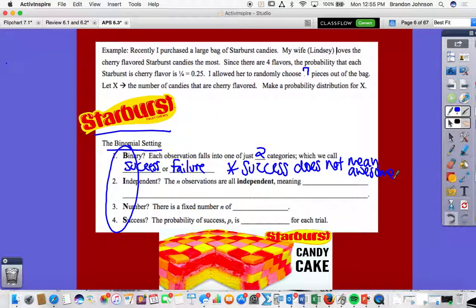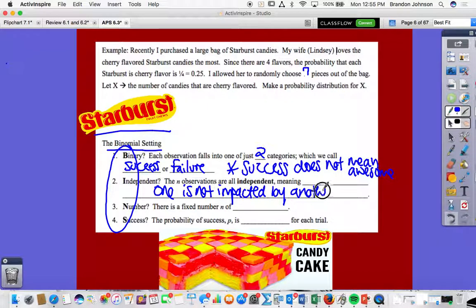I is for independent, and observations are all independent. Meaning, what does that mean again? One does not affect the other. Yeah. One observation or one result is not impacted by another, right?